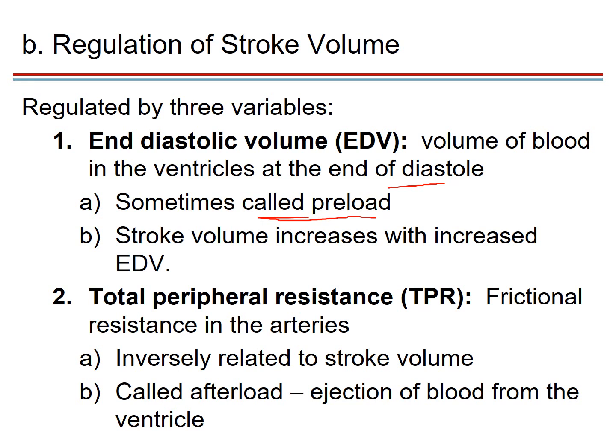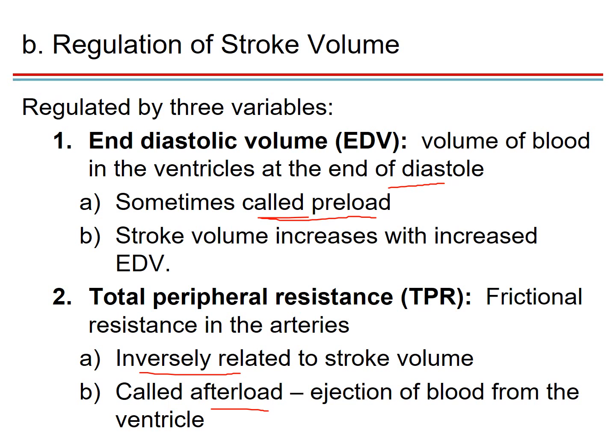The second is total peripheral resistance, or TPR. And so this is the frictional resistance in the arteries. This is now inversely related to stroke volume. And sometimes we call this afterload because this is the ejection of blood from the ventricles.